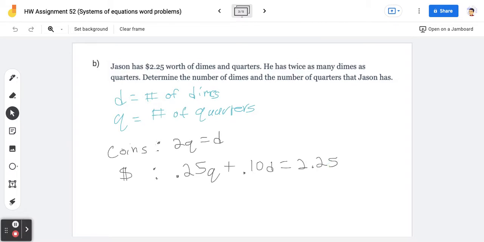Now, again, I'm not asking to solve, but if we were to solve, I would probably advise going with the substitution method. I could take my 2Q and I could substitute it right here for D. All right, let's keep it rolling.